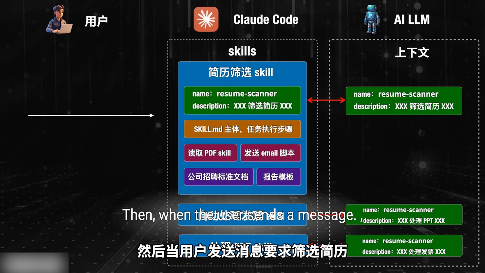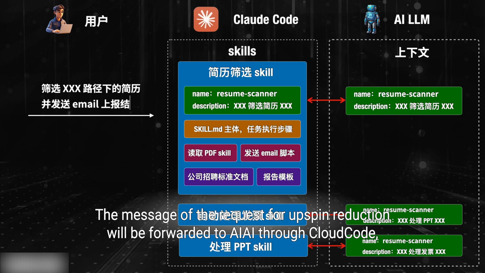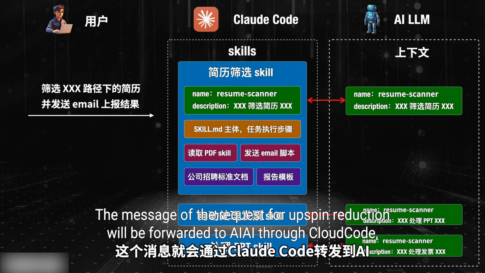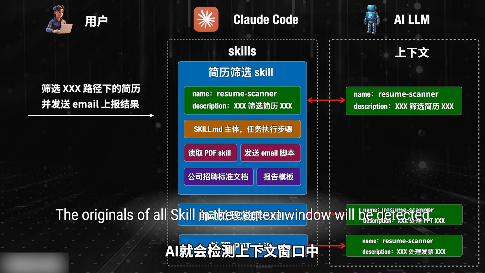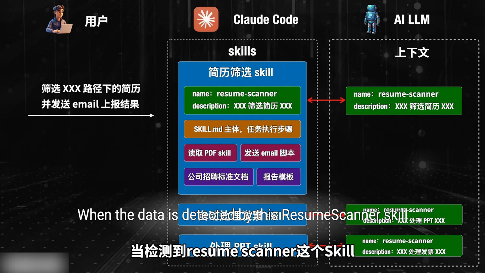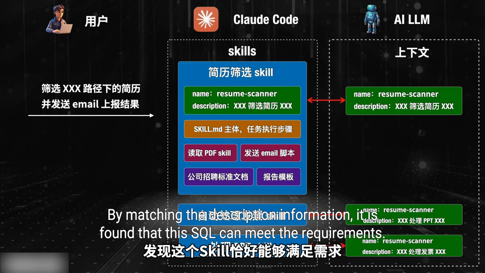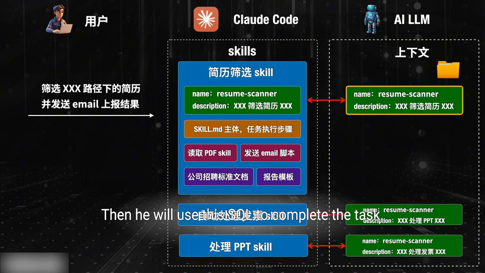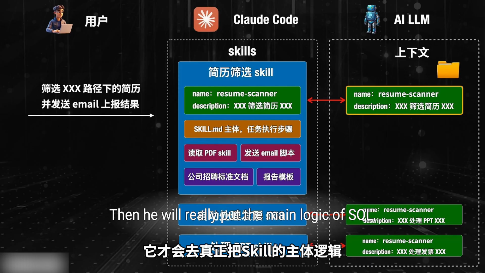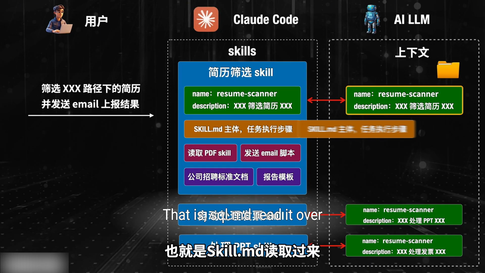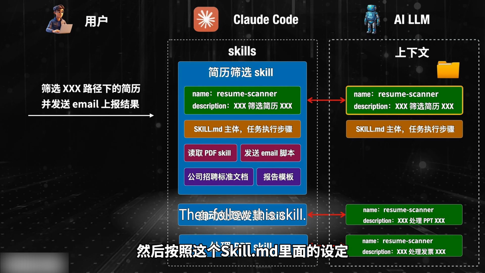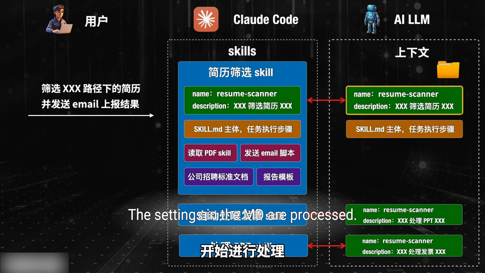Then, when the user sends a message, the request for resume screening will be forwarded to the AI API through Claude Code. The metadata of all skills in the context window will be checked. When the metadata of this resume screener skill is checked, by matching the description information, it is found that this skill can meet the requirements. Then it will use this skill to complete the task. Then it will really read the main logic of the skill, that is SKILL.md.